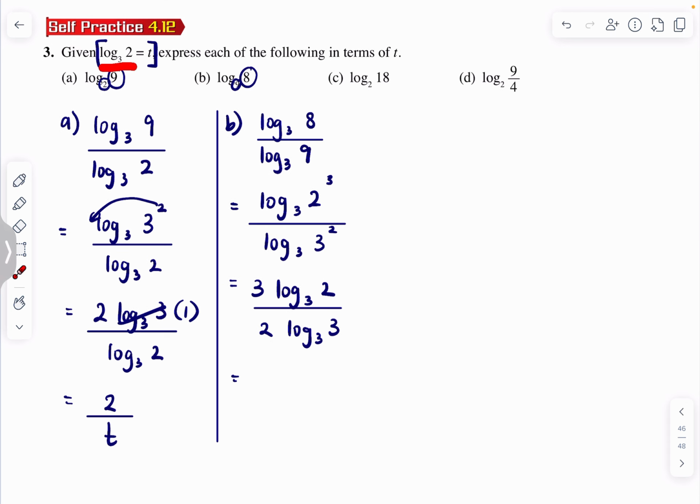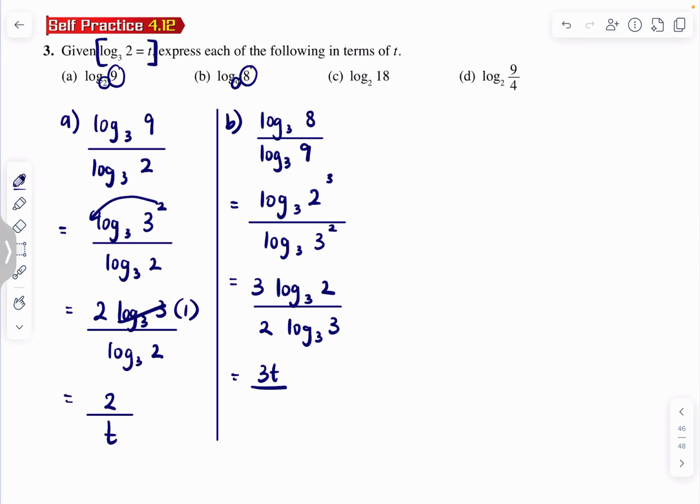Log_3 2 we already know. Log_3 2 is t. So I can say 3t. Log_3 3 is just 1. So 2 times 1 is 2. So the answer is 3t over 2. Done.